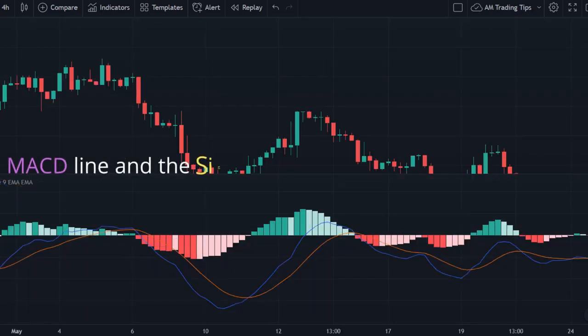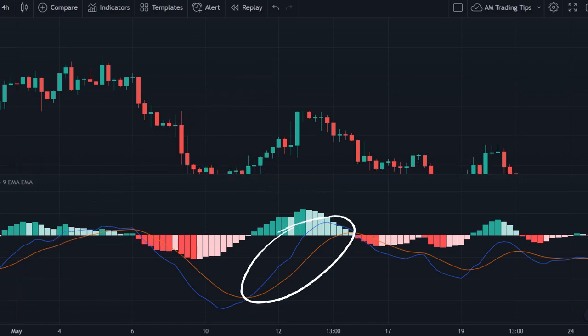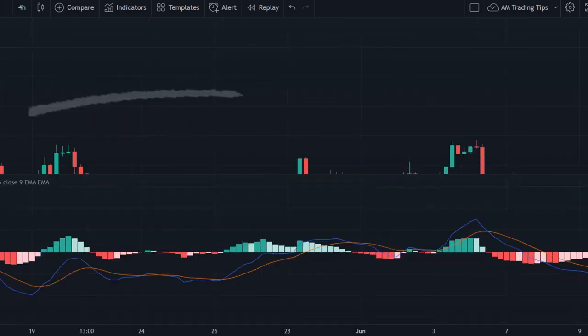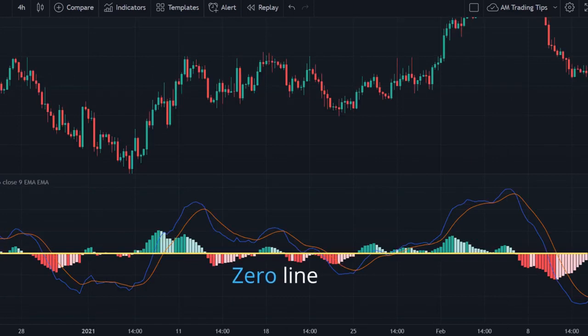The difference between the MACD line and the signal line also affects the shape of the histogram. As you can see, if the two lines are further away, the histogram gets bigger, and if the two lines come closer, the histogram gets smaller. And finally we have the zero line, which simply represents the center of the MACD indicator.